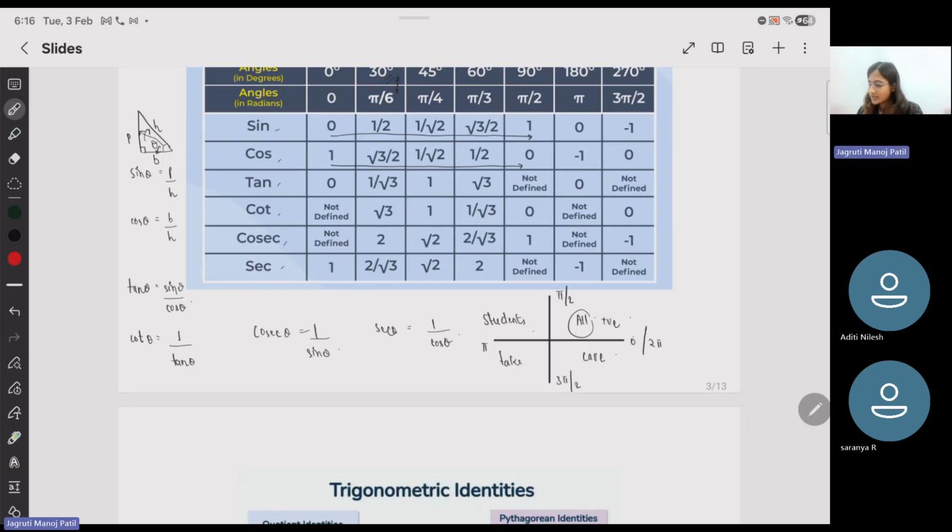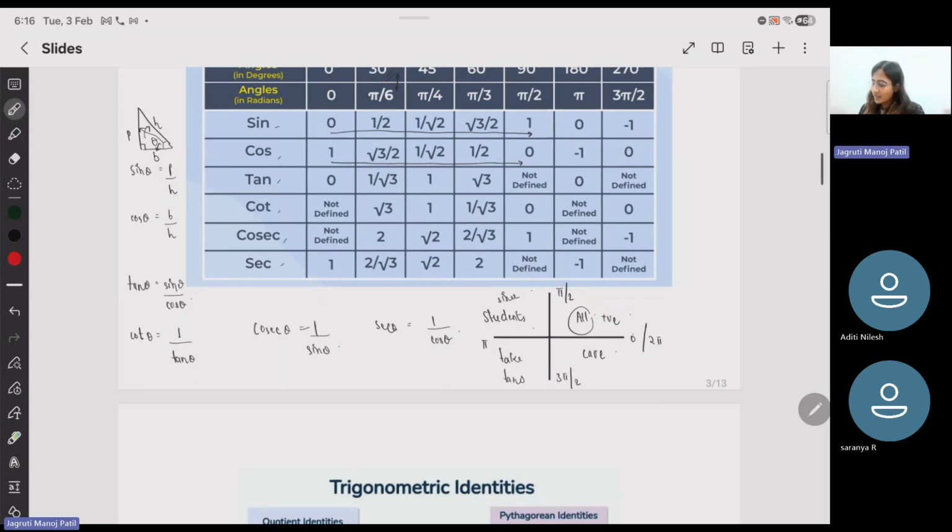Then when you go to students, that is nothing but you only have sine terms, and the terms which are getting converted here will be positive. Here those are tan terms, and here those are cot, cosec. Here it's also sec. So the terms are converted here.